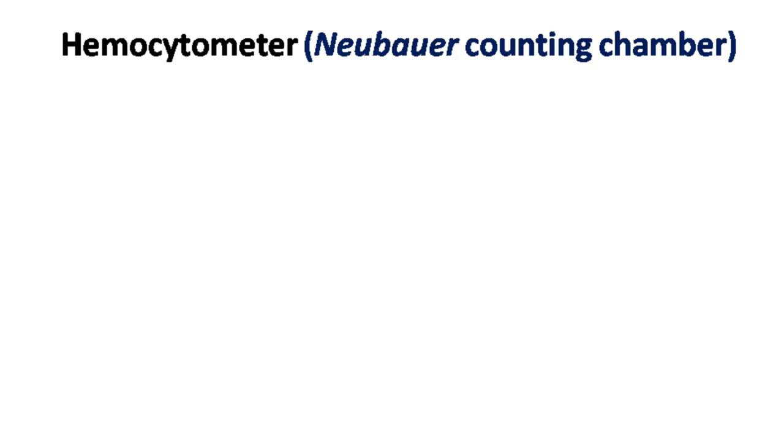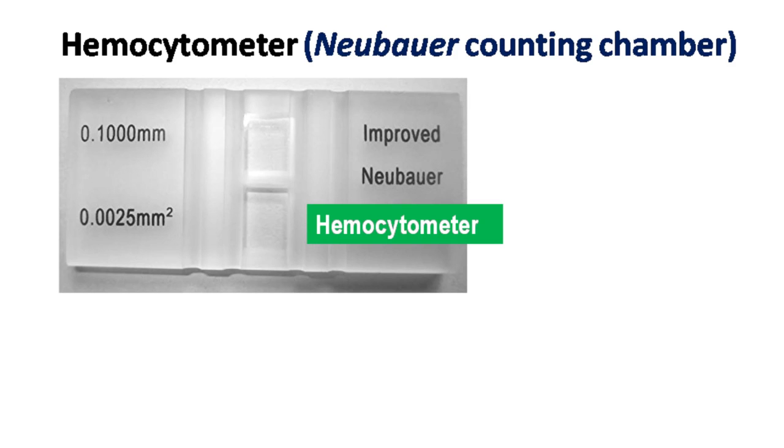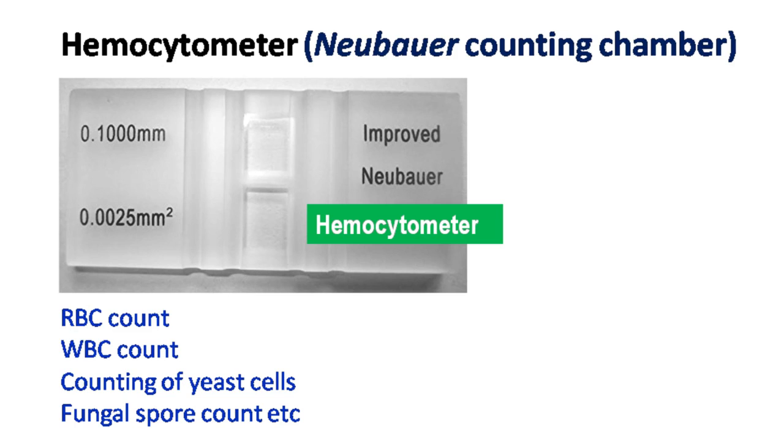To be more precise, 100 nanoliters. And if you remember this value, 100 nanoliters, then all the calculations for hemocytometer become very easy. Hemocytometer is a specially designed glass slide used to calculate the total number of cells in a liquid sample. It is widely used for calculation of total number of RBCs, WBCs, yeast cells, fungal spores, etc.